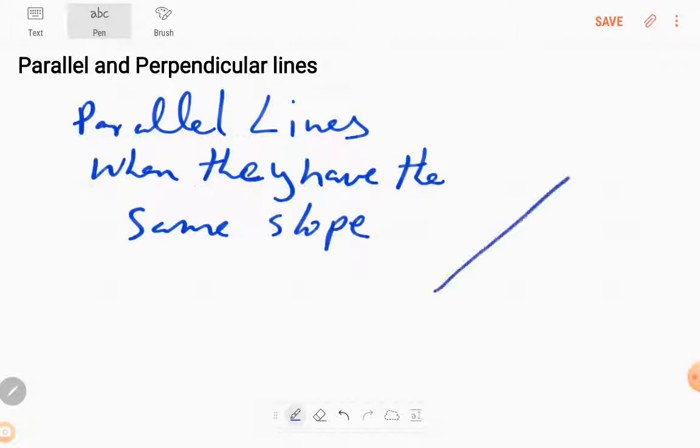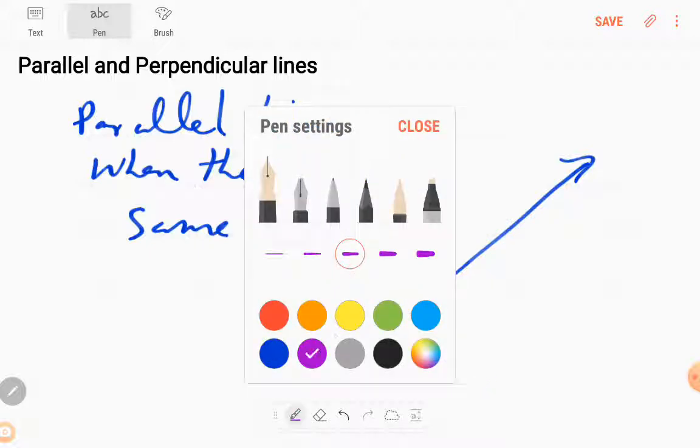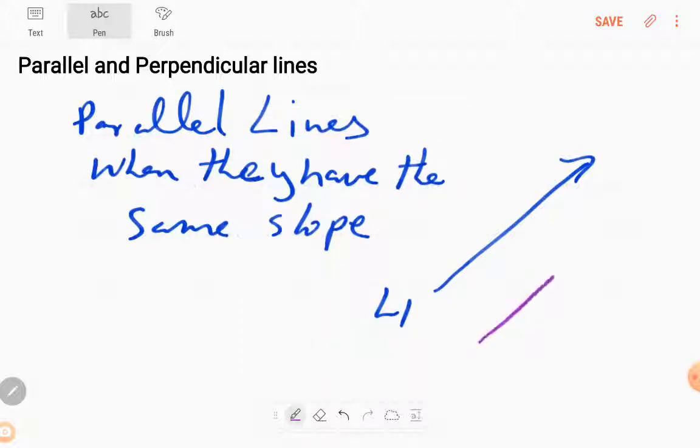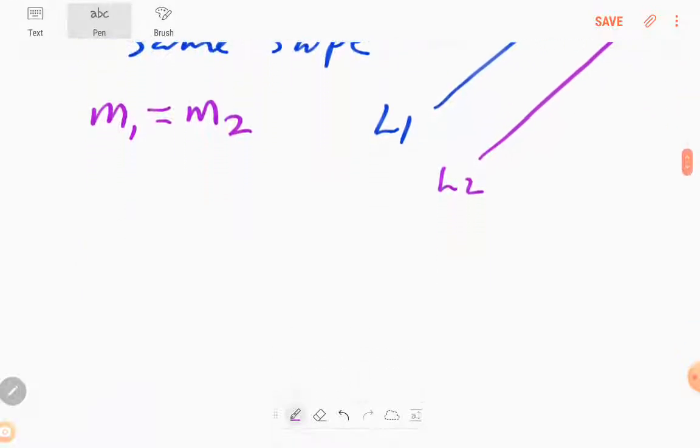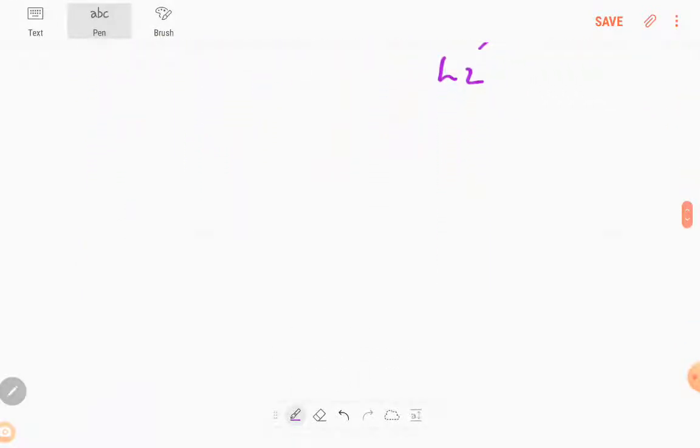So if we have line 1 going this way, and line 2 going this way, then the slope from line 1, m1, is equal to the slope from line 2, m2. Two parallel lines never intersect each other at all. So let's look at an example.